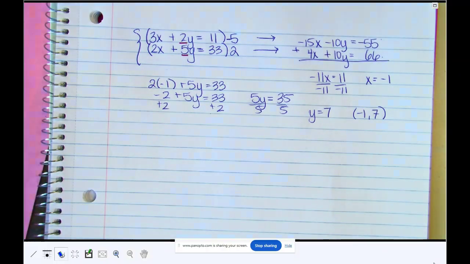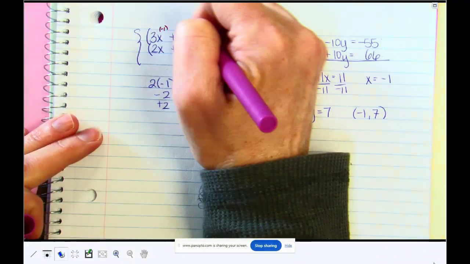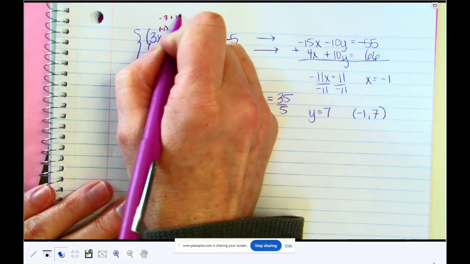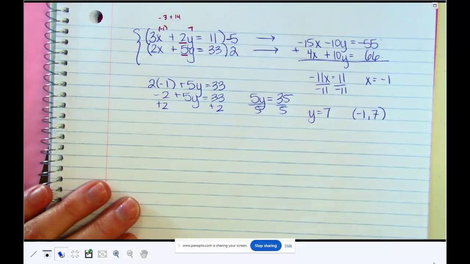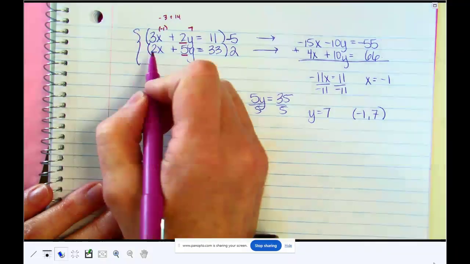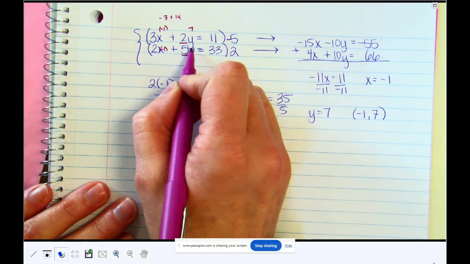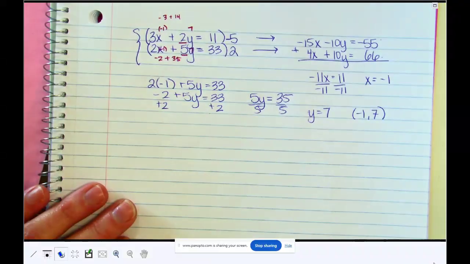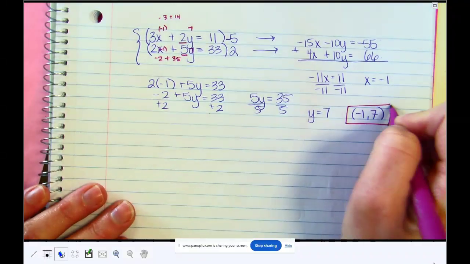Okay. I'm going to check in the original to make sure I'm correct. So I'm putting my -1 in there and my 7 in there. This would give me -3 plus 14. That's 11. So that's correct. I'm going to put my -1 in here, and a 7. That's -2 plus 35. That's 33. So we did this correctly.